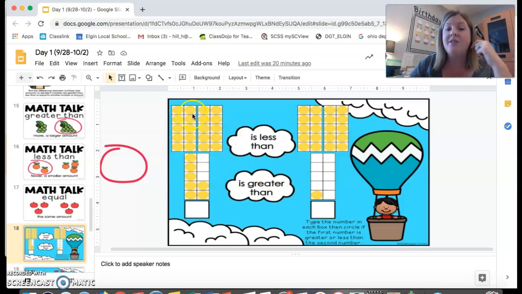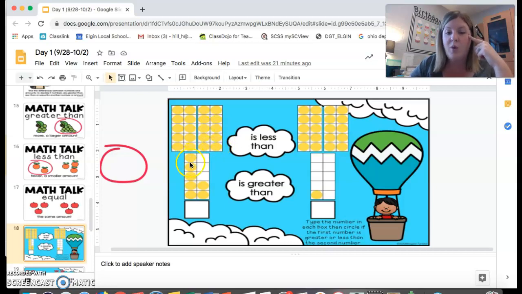So I know if this whole thing right here is filled up in my 10 frame, like we talked about last week, that there's 10 in that 10 frame, right? There's another 10 frame all the way filled up, okay? So that's 10 plus 10. If we think about it, 10 plus 10 equals 20, okay? So we're going to start at 20 because we've already counted this one and this one, okay?